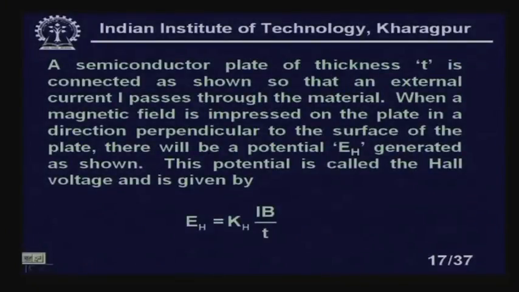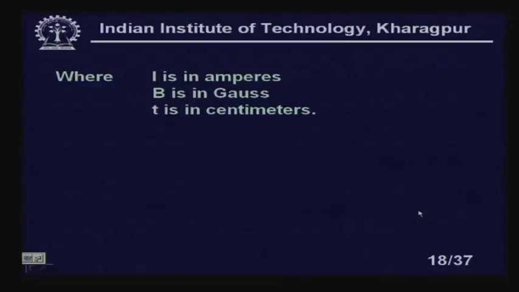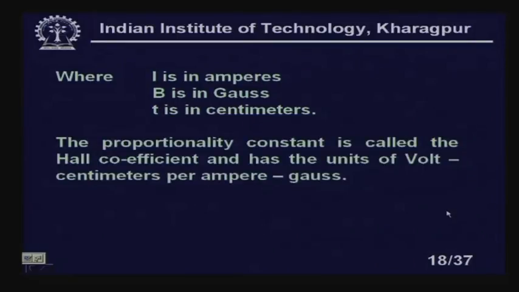When a magnetic field is impressed on the plate in a direction perpendicular to the surface of the plate, there will be a potential EH generated as shown, and this potential is called the Hall voltage and is given by EH equal to KH I B divided by T. Clear? The legends are: I is in amperes, B is in Gauss and T is in centimeters, right. The proportionality constant is called the Hall coefficient and has the units of volt centimeter per ampere Gauss, right.